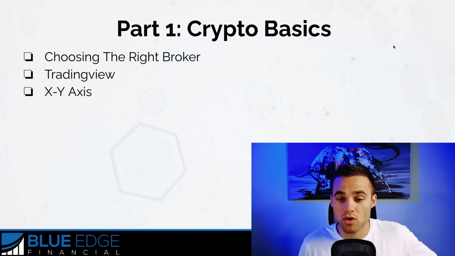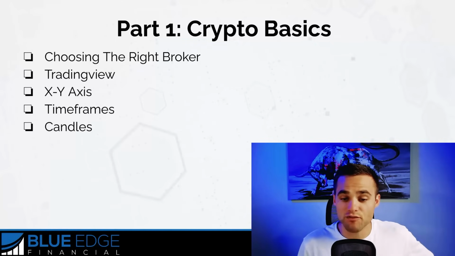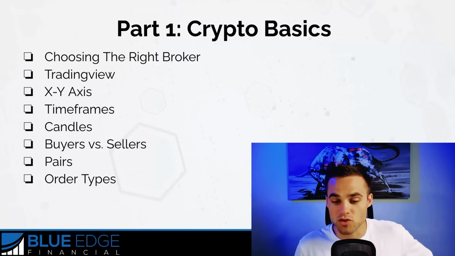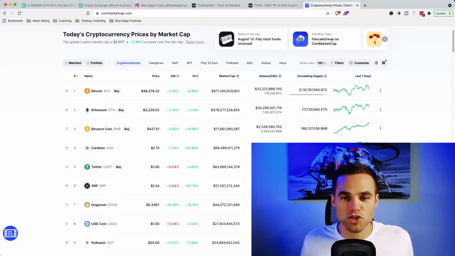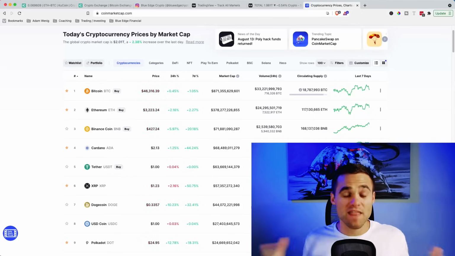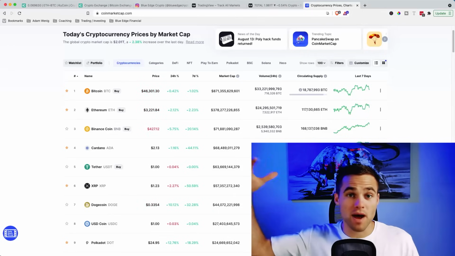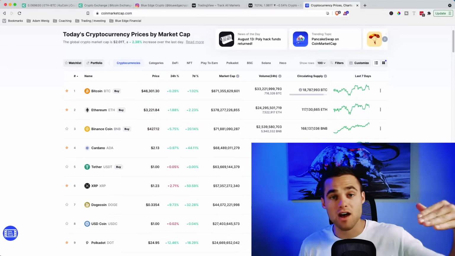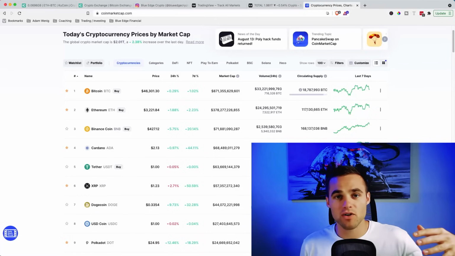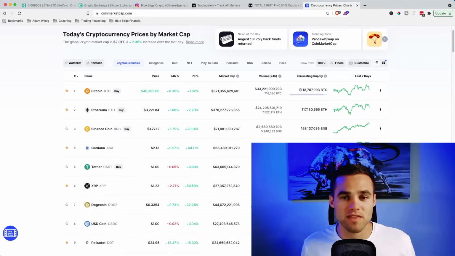So we've covered choosing the right broker, TradingView, X and Y axis, time frames, candles, buyers versus sellers, pairs, order types. Now we're going to talk about which assets are best to actually trade. Now, when trading cryptocurrencies, you want to make sure that you're trading the best assets to trade. Now, with cryptocurrencies, since there's like 10,000 different cryptocurrencies, sometimes it can be difficult to get in and out of certain trades, to find somebody to buy if you're selling, or to find somebody to sell if you're buying in this scenario, because there's low liquidity. What does that mean? That there's not enough people actually trading this market.